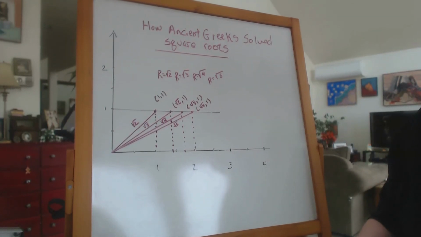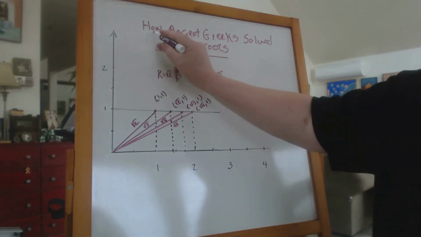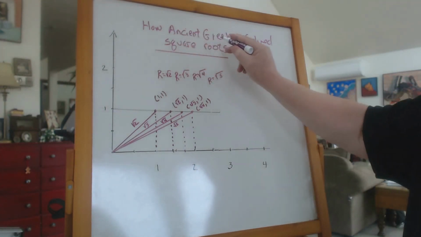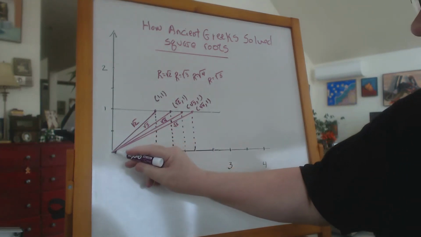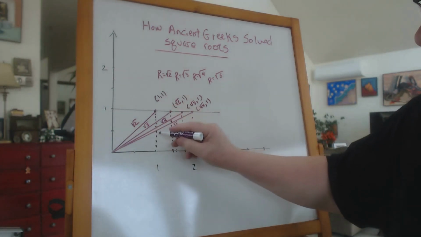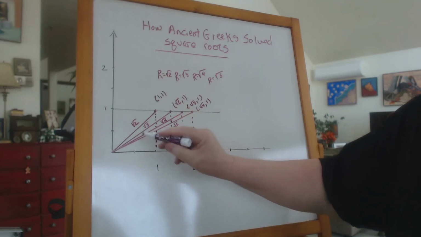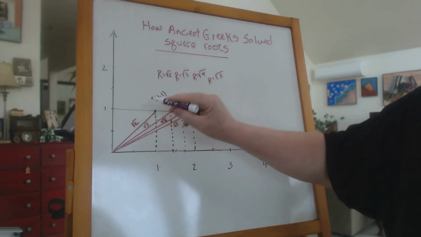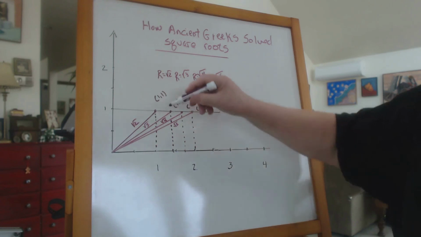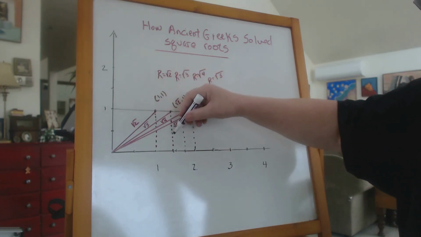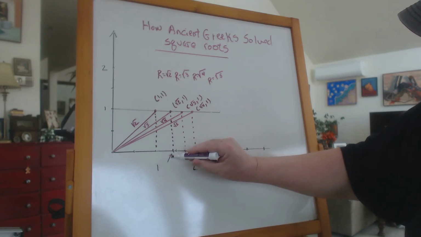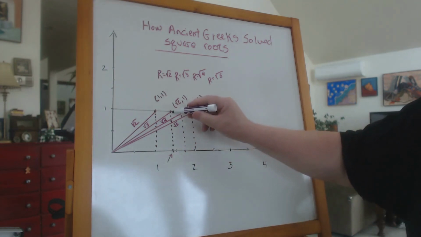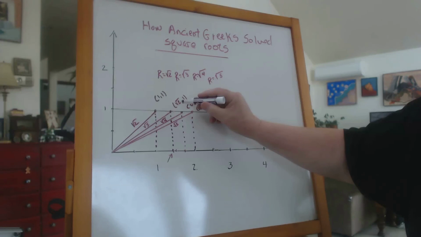So now, I just wanted to show you an ingenious way the ancient Greeks solved square roots, especially the square roots of numbers that are not easy. For example, 9 is the square of 3, 4 is the square of 2, and so on. But what if you have the square root of 2 or the square root of 3?